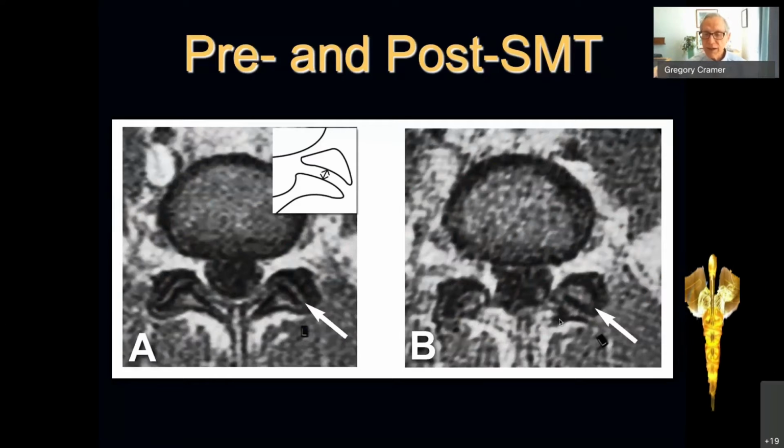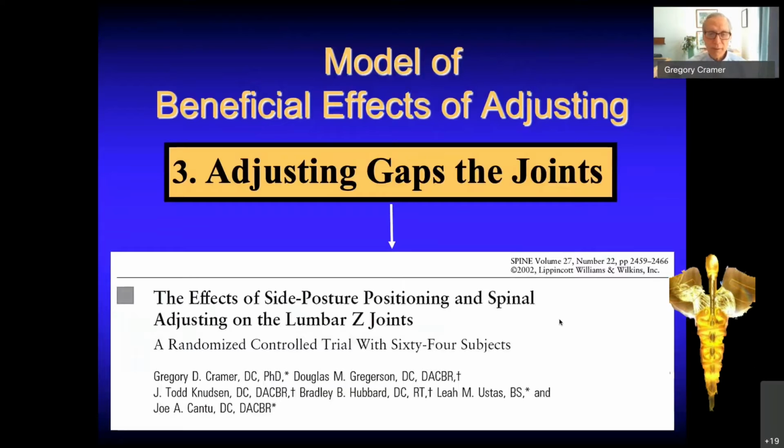But we wanted to look at low back pain patients because that's what brings patients to us, the fact that they're having pain. So we received additional funding to study 112 low back pain patients and found basically the same thing, the joints gap. This is from that study. This is before manipulation, the Z joint space here. And then after manipulation, you can see the Z joint space has increased.